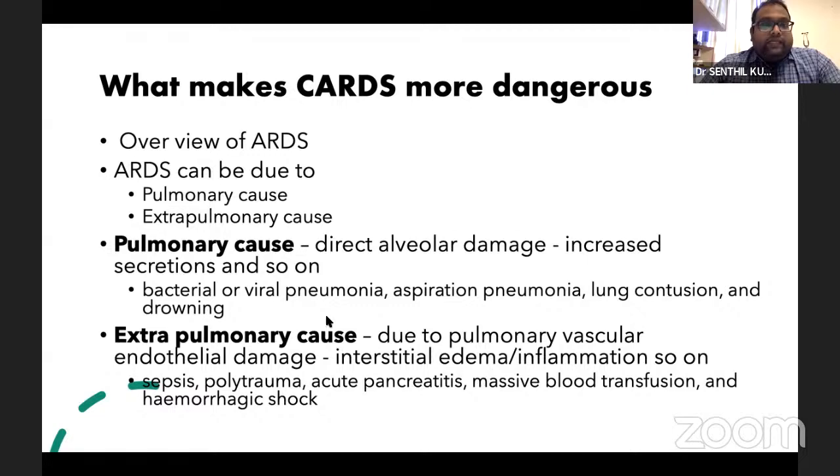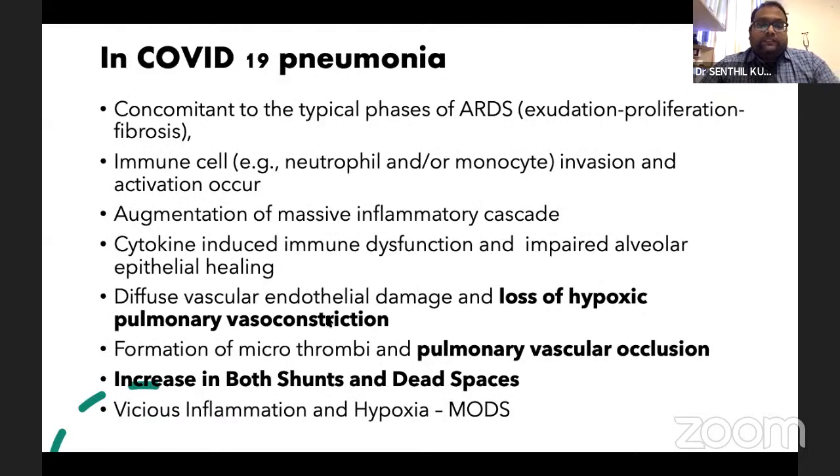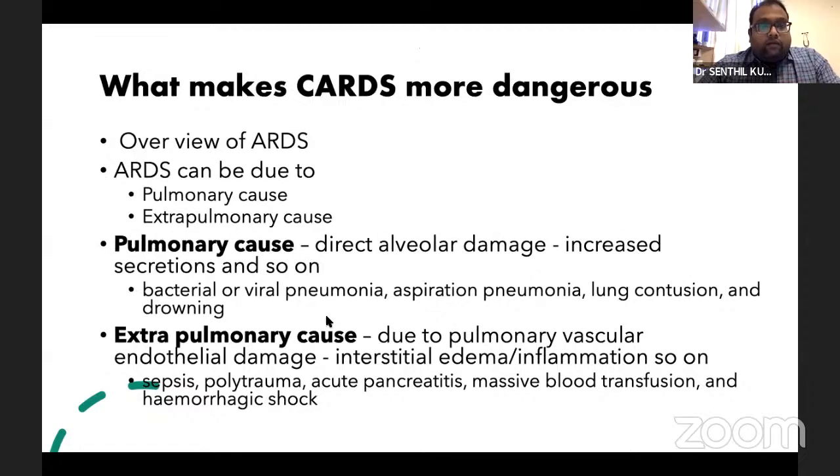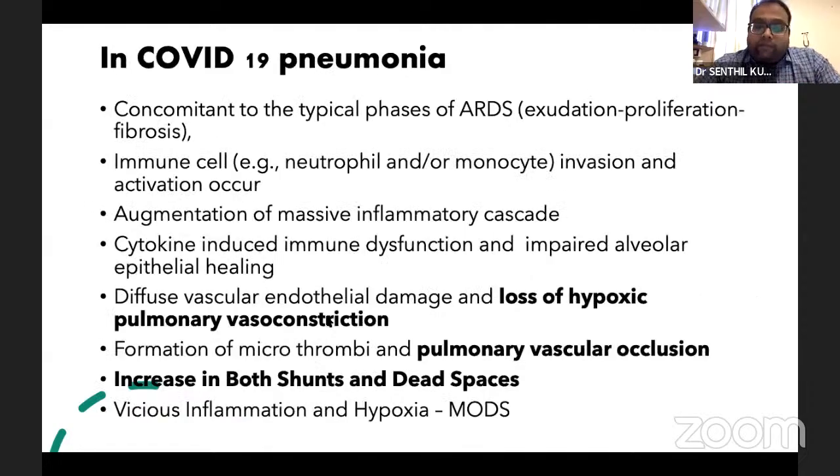So in COVID ARDS, both of these are concomitant to the typical phase of ARDS, but what makes it more complicated is that immune-mediated immune cell invasion and activation occurs, which causes both direct and indirect presentation, that is, direct alveolar damage and a pulmonary inflammatory response. Both happen so rapidly and overlap considerably, making it more difficult to handle the patient with COVID ARDS.